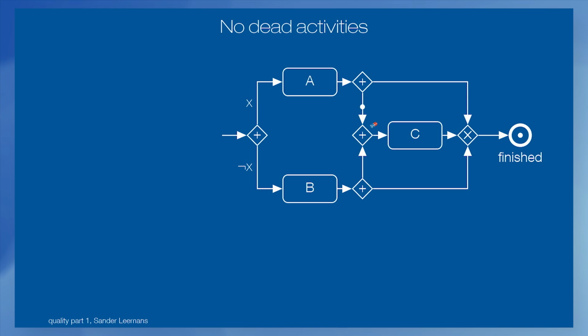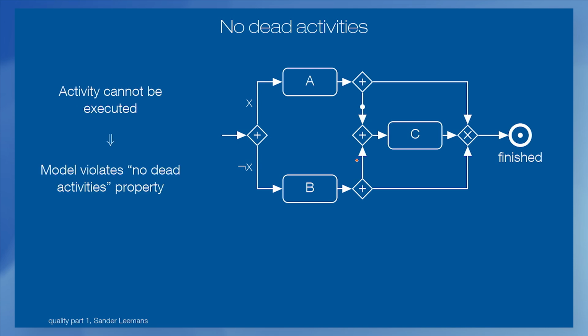So we cannot execute C in this way. Now, we do need further analysis to show that also if we go via B, we end up in a symmetrical situation with a token on the bottom. We can still not execute C. So the reasoning here is, the activity C cannot be executed. In no way can we reach activity C. Hence, the model violates the no dead activities property.